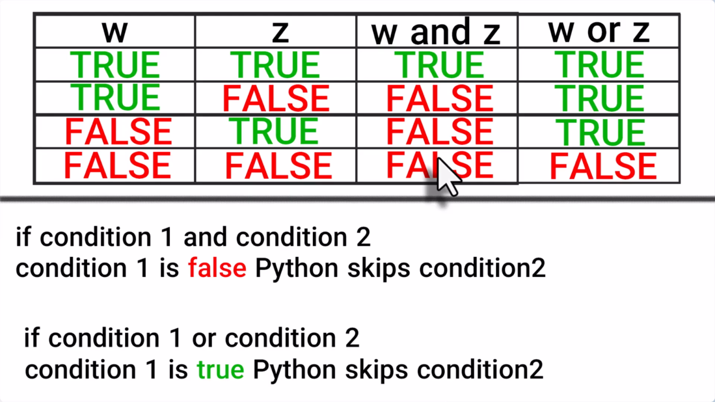The OR operator. When you write W or Z, the result will be false only if both W and Z are false. In every other case, the result will be true.